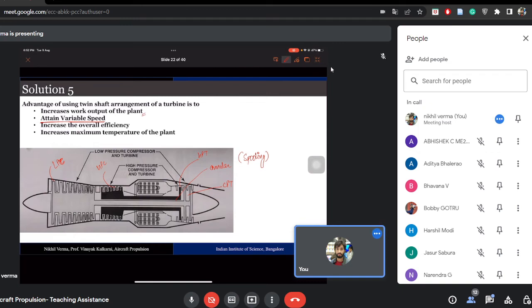Is it like so? This is the correct answer, to have a variable speed, because in a same rotor you cannot have different speeds.